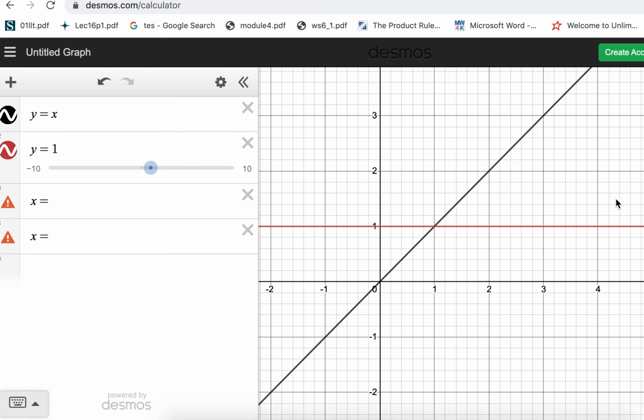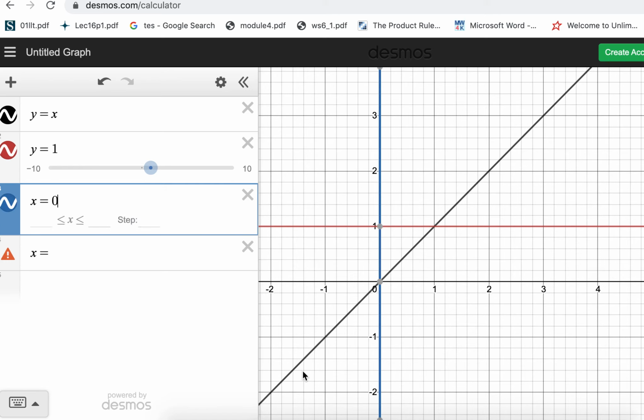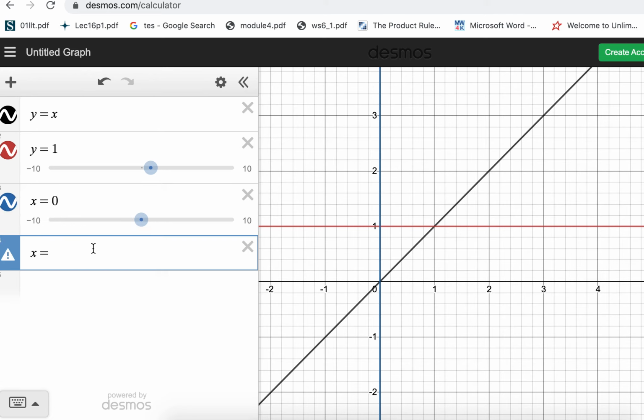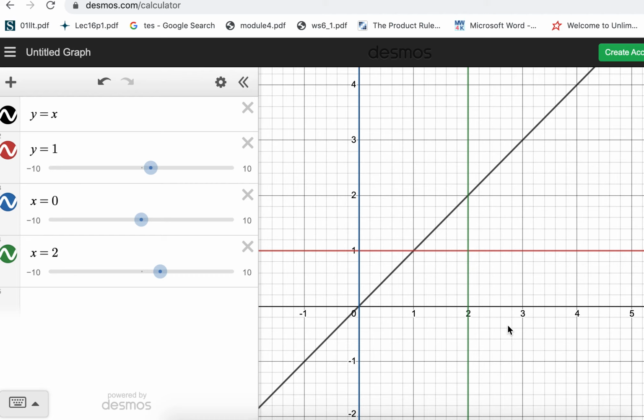Cool. Then I've got x equals 0. So x equals 0 is that line there. And x equals 2. So I'm going to copy that over.